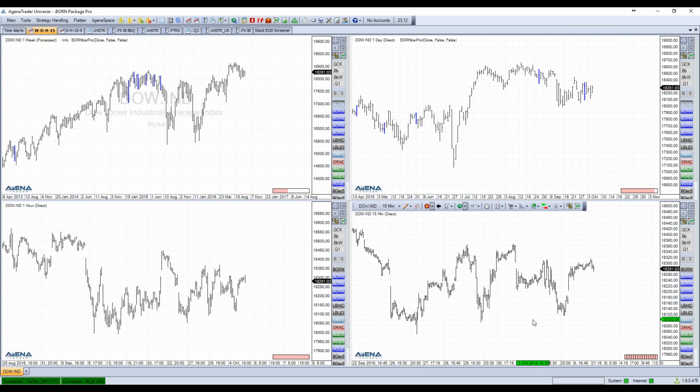And here we have the Dow, in this case, it's an index. We can switch to the future, of course. However, this is the trading platform of AgenaTrader. I like it really, really much because it's taking away a lot of workload. It is easy to apply, it's easy to work with, and it helps me a lot while trading, keeps my head clear and focused for the real important thing.